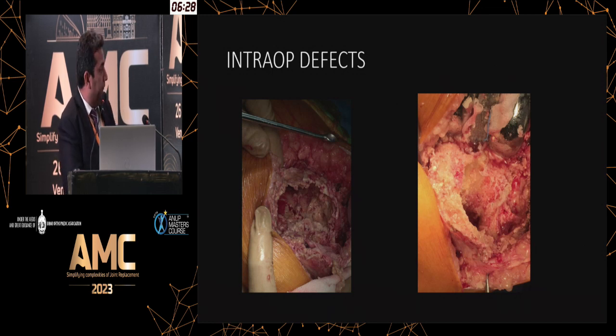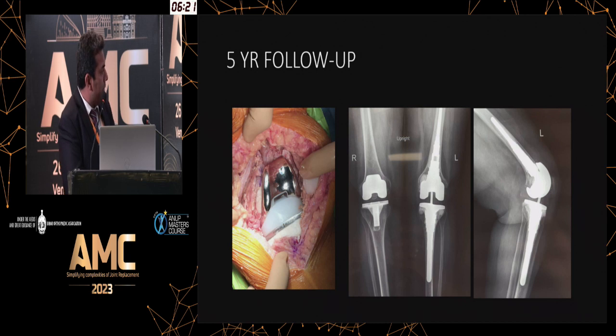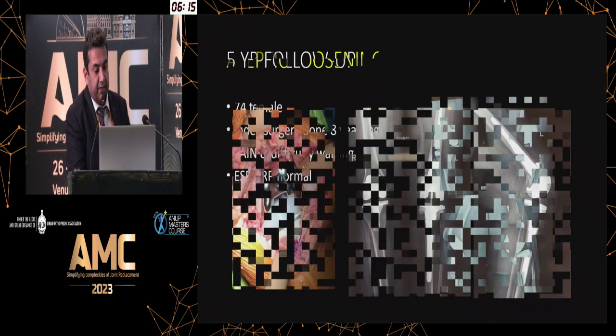So this is the femoral defect, huge defect on the femoral side, huge defect on the tibial side, all reconstructed using sleeves. Intraoperative picture, and this is almost a 5-year follow-up of the same patient. You can see the sleeves have been used on both the femoral and tibial side.